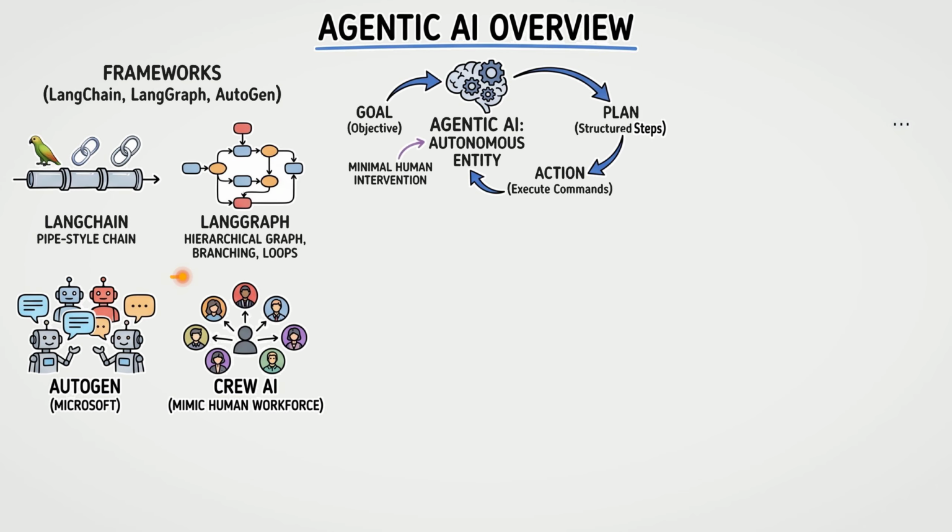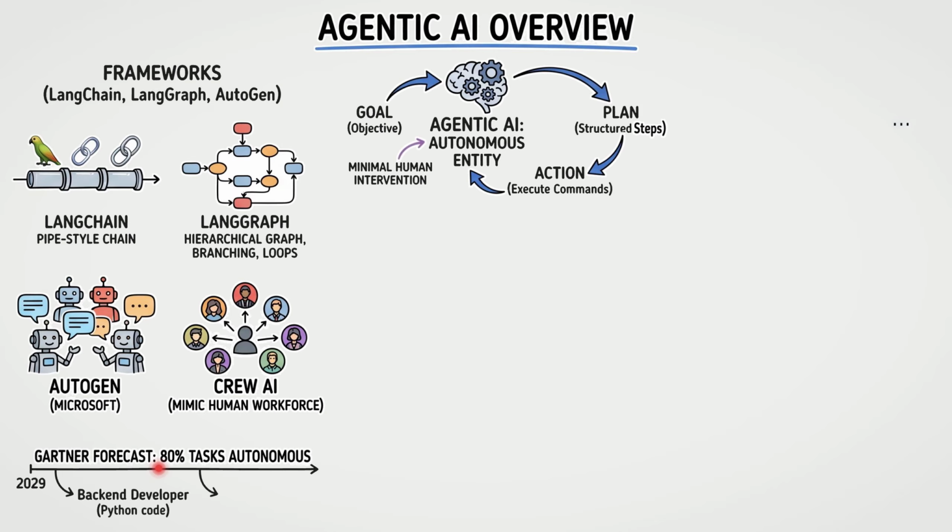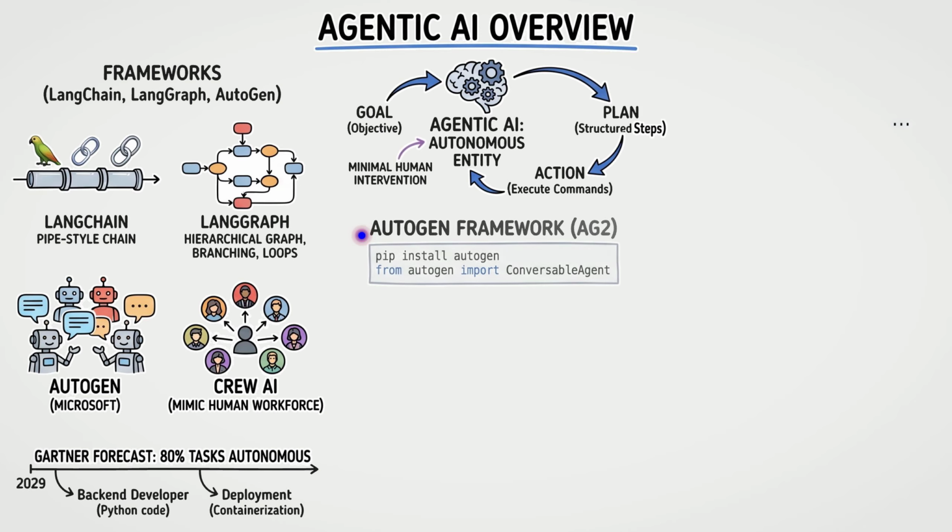Similarly, Crew AI focuses on coordinating agents to mimic a real human workforce. Why is this so important? Well, Gartner forecasts that by 2029, roughly 80% of tasks will be handled autonomously. We'll see agents completely replacing traditional roles, where a backend developer agent writes the Python code and a deployment agent automatically handles the containerization. Let's look closer at the AutoGen framework, also known as AG2, right here in the center.